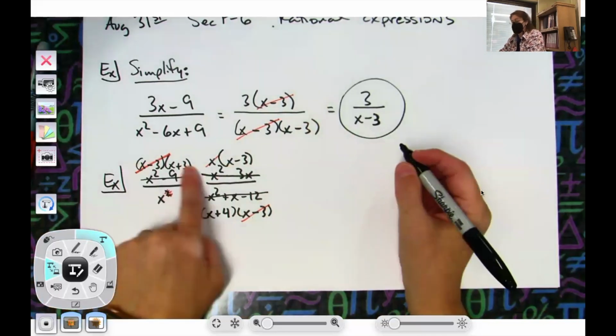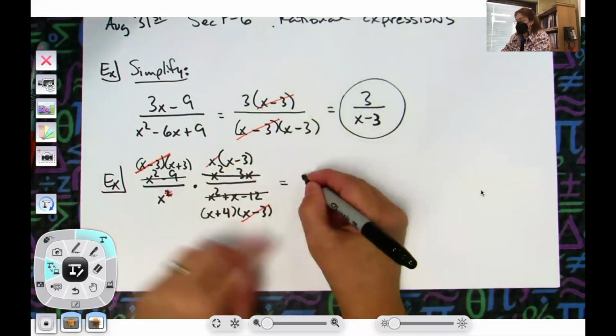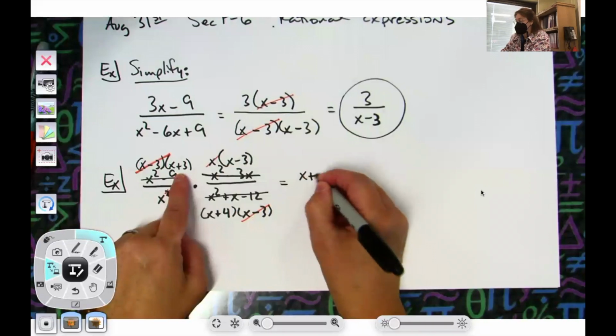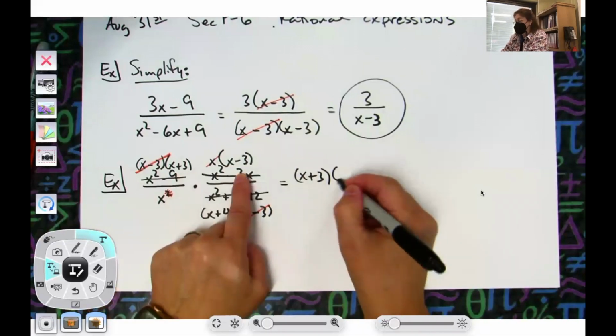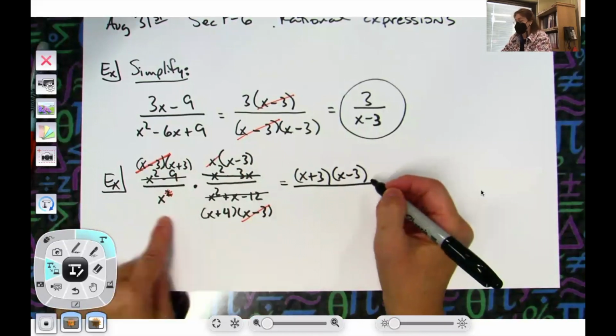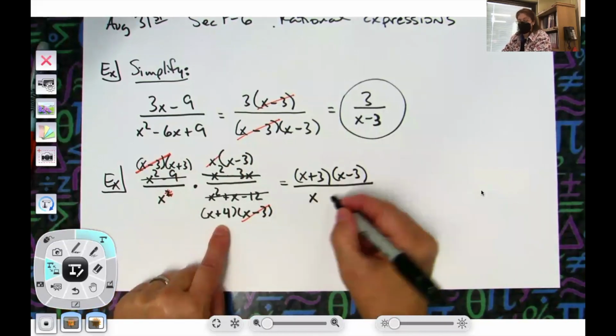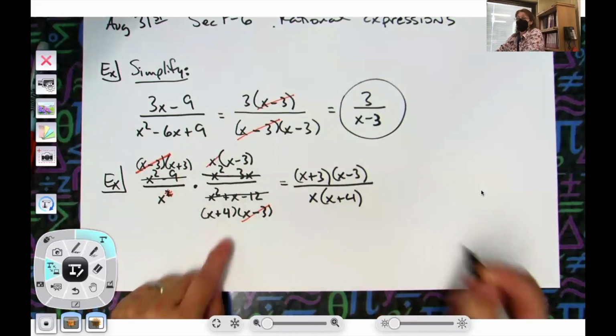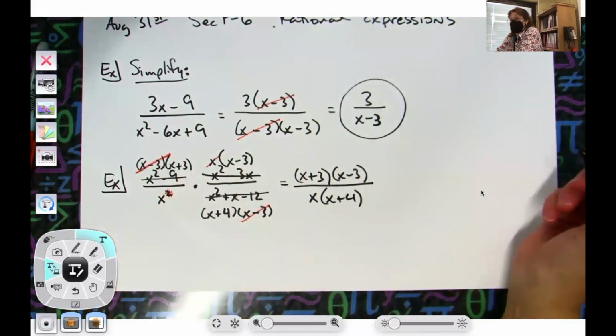Everything that's left in the top, I've got that x plus 3. I've got an x minus 3. All right, in the bottom, looks like I've got an x and then an x plus 4. Now, technically, that's the right answer. It is in factored form at that point.